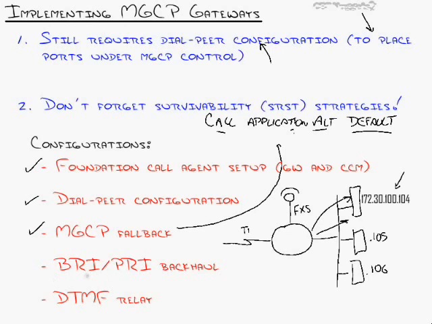Now BRI and PRI backhaul. That's a big conversation. I shouldn't say configuration, but big conversation, because that has a lot to do with connecting to PBX systems. Remember I talked about QSIG to start this video out. That's where you split the processing between the router handling layer 2 and the call manager handling layer 3.